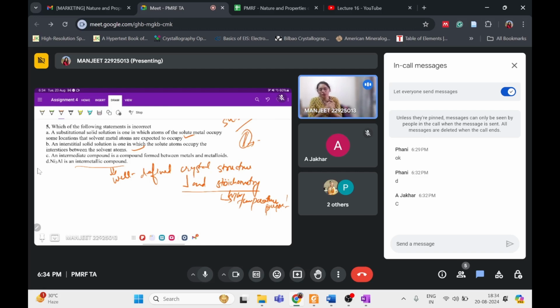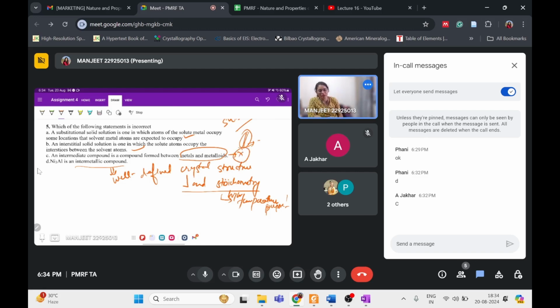Now move to C. An intermediate compound is a compound formed between the metal and the metalloid. An intermediate compound can be formed between metal and metal, but it is not necessarily between them. It is not a general statement; it is a particular statement. So this is not the correct one.